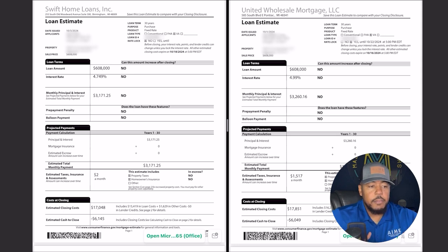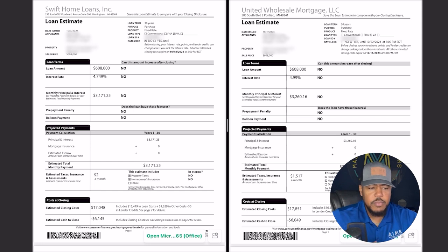So up in the upper right hand corner, you're going to see the loan term, what type of loan it's for, if it's for a purchase or a refi. You're going to see what type of loan it is. If it's a non-QM loan or something like that, likely the conventional block will be checked. But this loan was a VA loan.